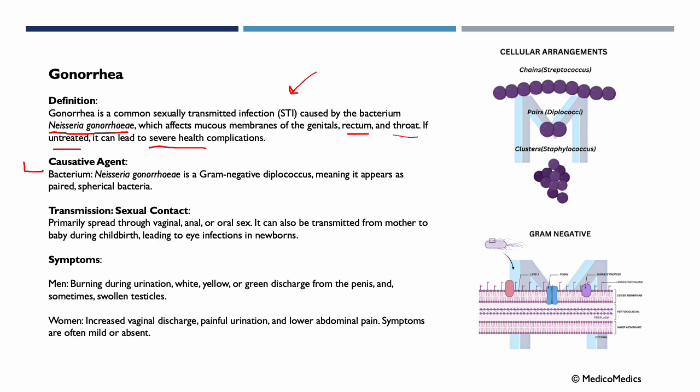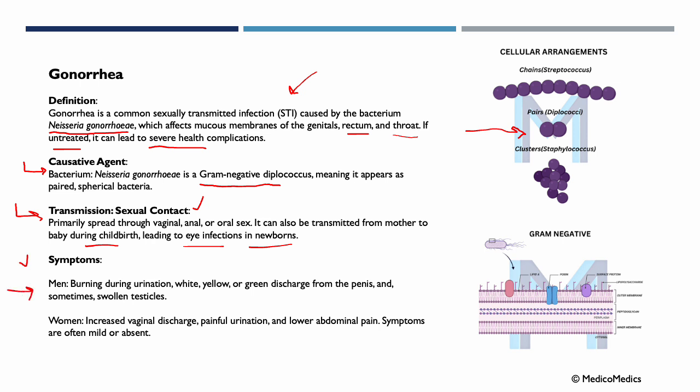Now, the causative agent is the bacterium Neisseria gonorrhoeae, and it is a gram-negative diplococcus, meaning it appears as paired spherical bacteria. And you can see it here illustrated. Now, its main transmission is through sexual contact, so it primarily spreads through vaginal, anal, or oral sex. It can also be transmitted from mother to baby during childbirth, leading to eye infections in newborns.